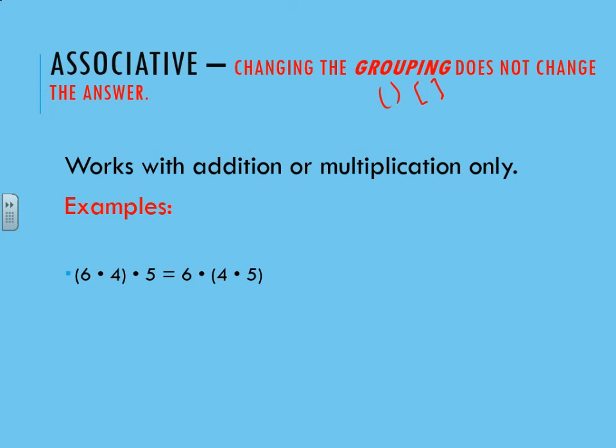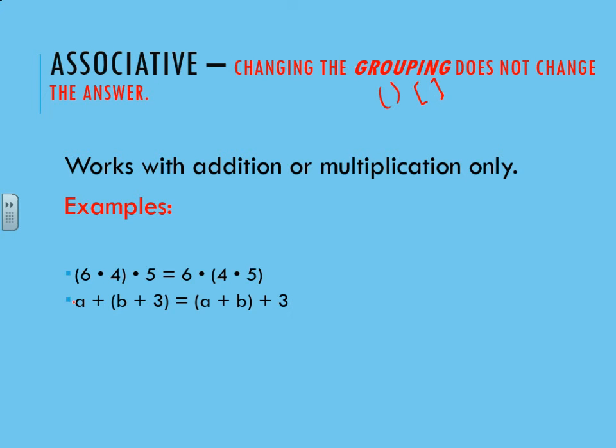Now, I don't want you to confuse this with the commutative property. Commutative says the order can change and it won't change the value. Notice that the order stays the same in an associative problem. We go from 6, 4, 5 to 6, 4, 5. The numbers stay in the same order, but what changed was where my parentheses were. Because everything's multiplication, it works.